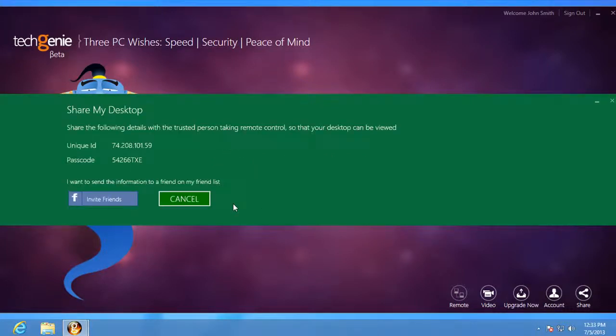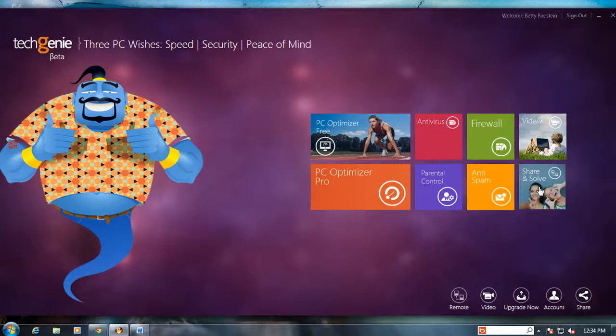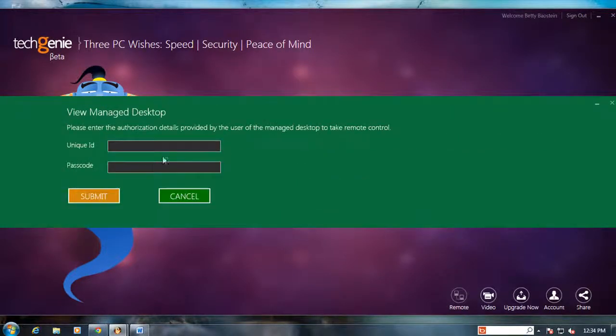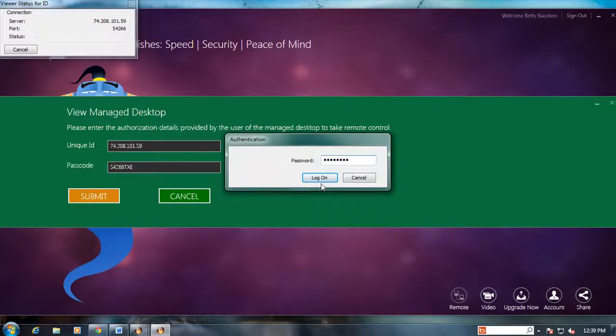You can exchange the credentials to share or access the computer screen via Facebook by inviting your friends over the network. So you no longer need to rely on local computer repair store or leave your PC in the hands of strangers. TechGenie will unite friends and fix all your PC problems right from the comfort of your home.